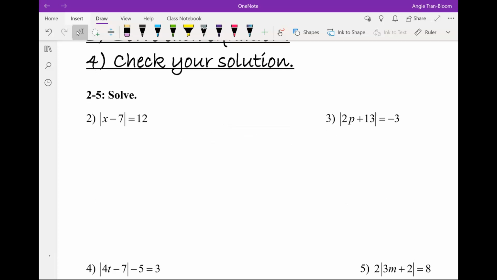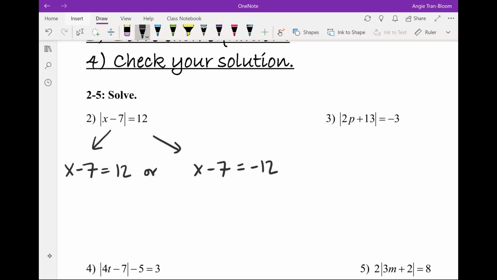Is the absolute value already by itself on the left side? Yes. Right? It is already by itself. Now, step number 2, how many equations do we write? 2. The first equation is x minus 7 equals 12, exactly the way it looks. Whatever the original is, you write it exactly the way it looks, okay? Just like earlier with the absolute value of x being 5, and you gave me x is 5 and x is positive 5. The second equation, whatever the absolute value is, you said equals to, anybody remember from Algebra 1? What did we set equal to? Negative 12, okay? Negative 12.